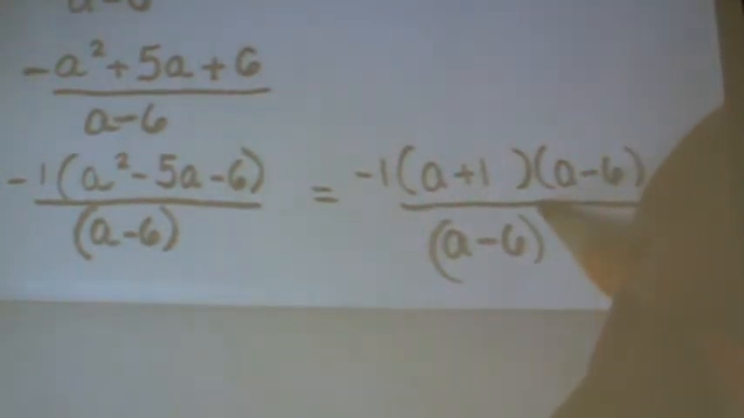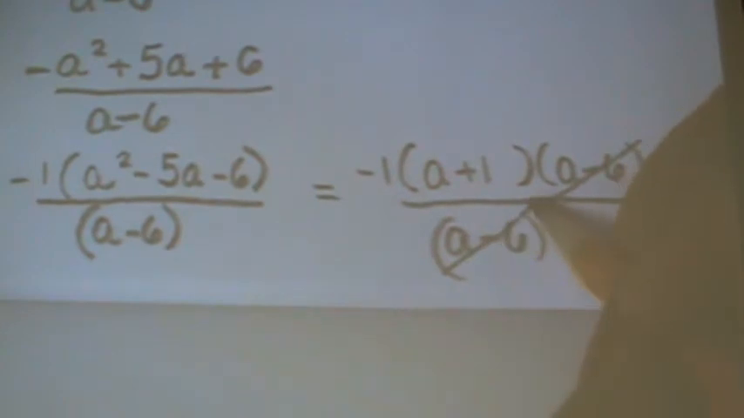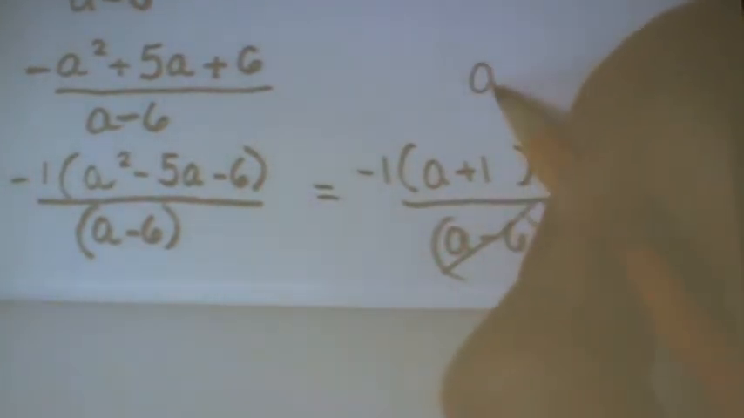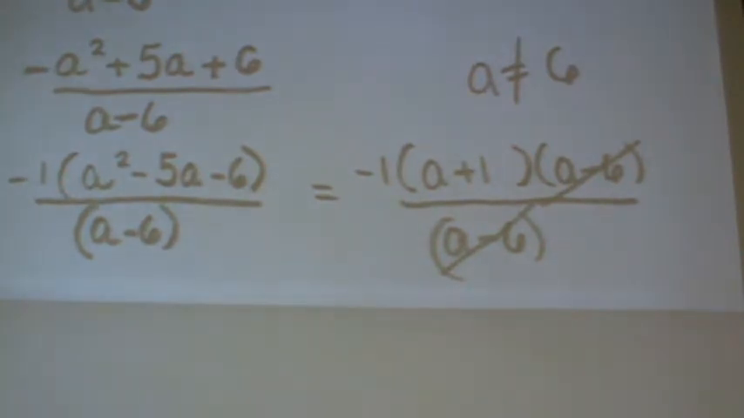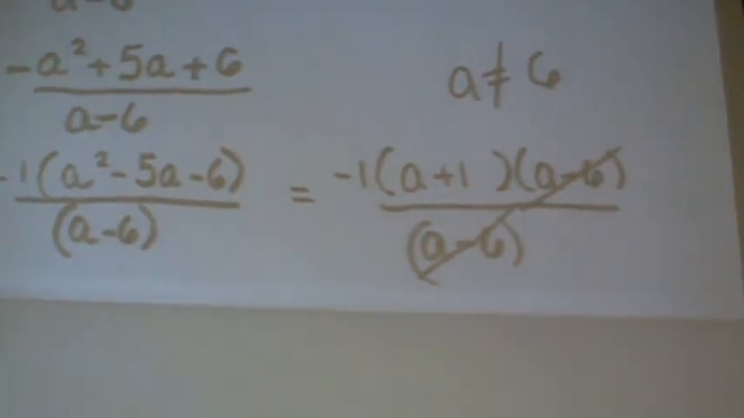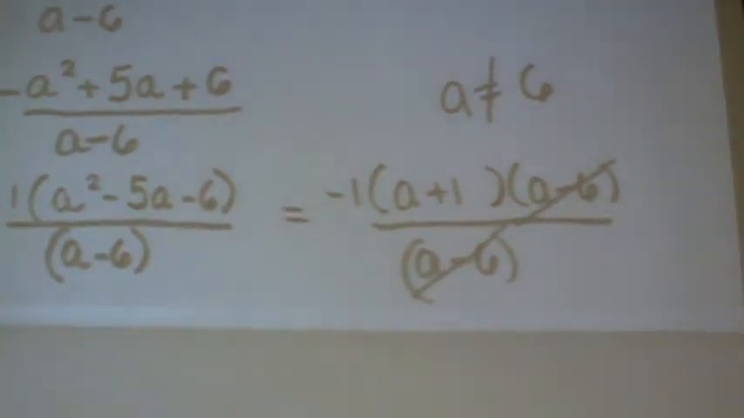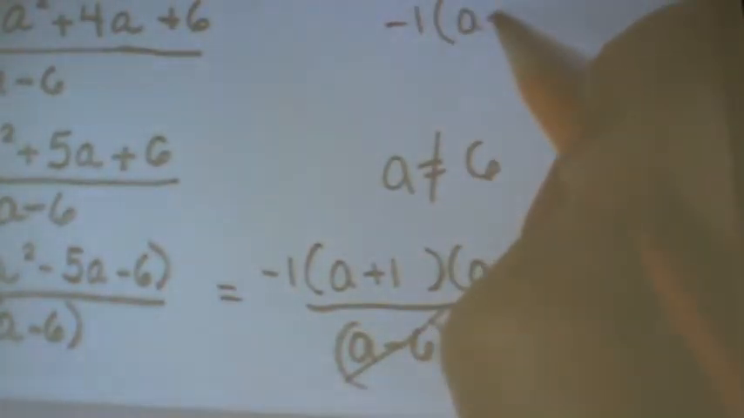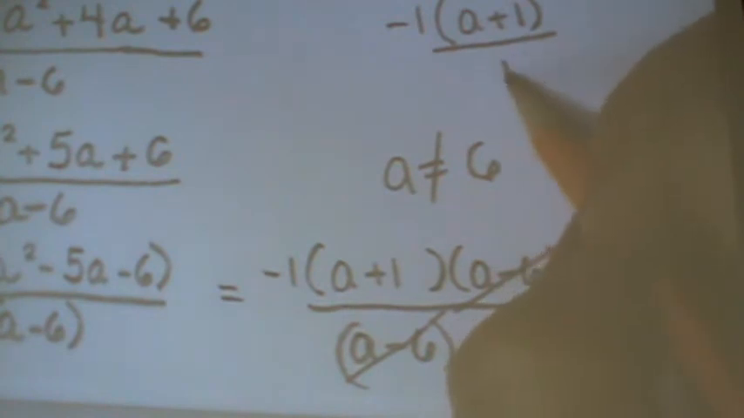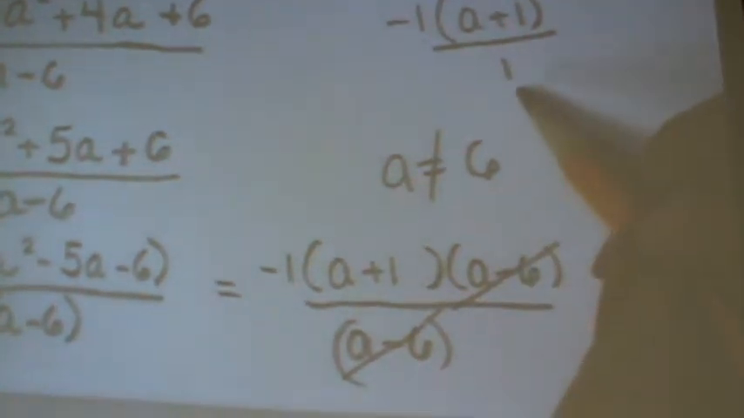Before we cancel them, what's the restriction? A cannot be what? A can't be 6. Now, what's your final answer? Negative 1... a plus 1 over 1. Do we need the 1 in the denominator?